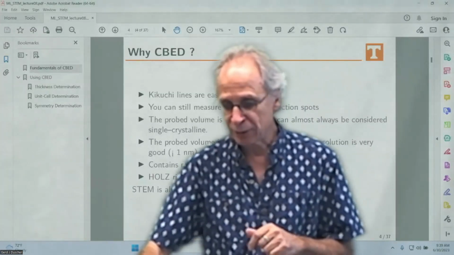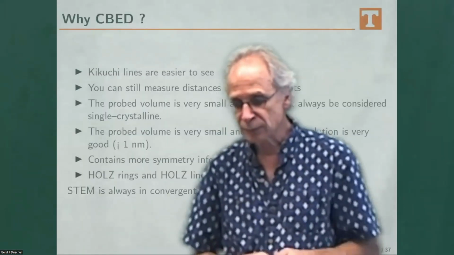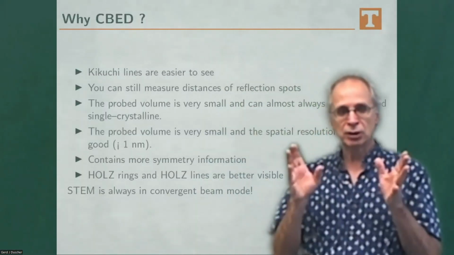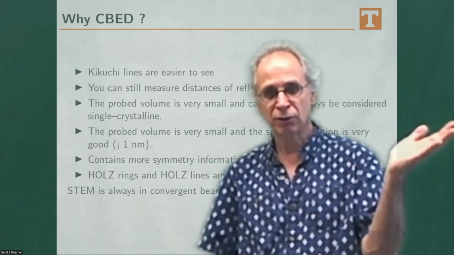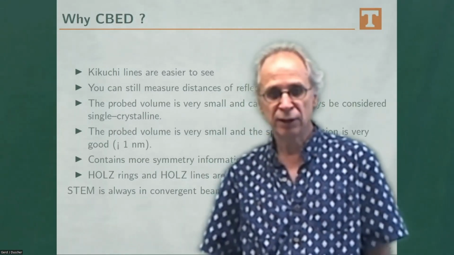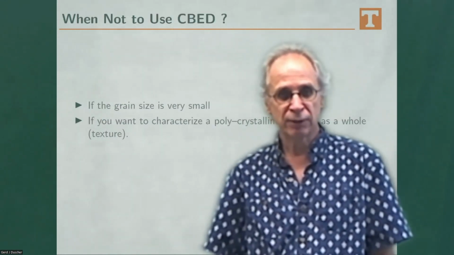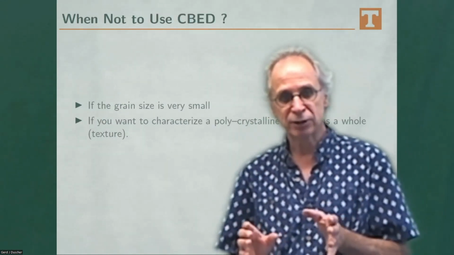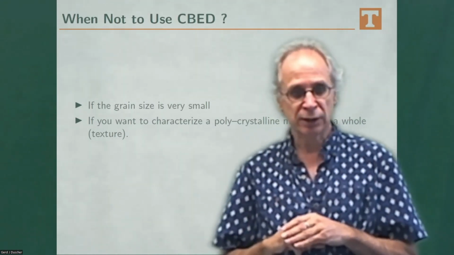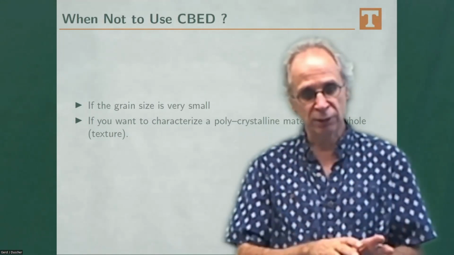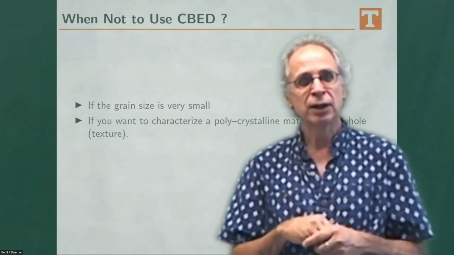Let's go back to our thing here. So that's why we do convergent beam diffraction. You get 3D information, you get very precise diffraction information, and you get a lot of information, but it's very, very local. You can scan it, then you get a map of it.